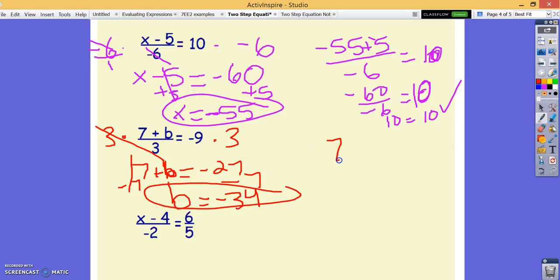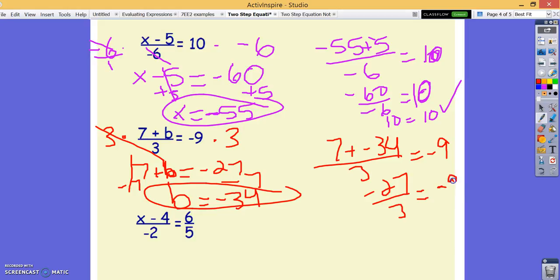Again, if I check my work, 7 plus -34 over 3 should be equal to -9. -27 over 3 does, in fact, equal -9, so I know it works.